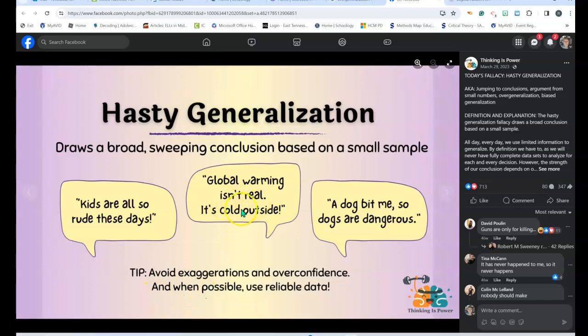Global warming isn't real. It's cold outside. That's a hasty generalization. A dog bit me, so dogs are dangerous. Just because that one dog bit you, that doesn't mean all dogs are dangerous. So, tips for generalization or overgeneralization. It's also called hasty generalization. Avoid exaggerations and overconfidence. Use data. So you're drawing a broad sweeping conclusion based on a small sample. There are a lot of ways to say it.